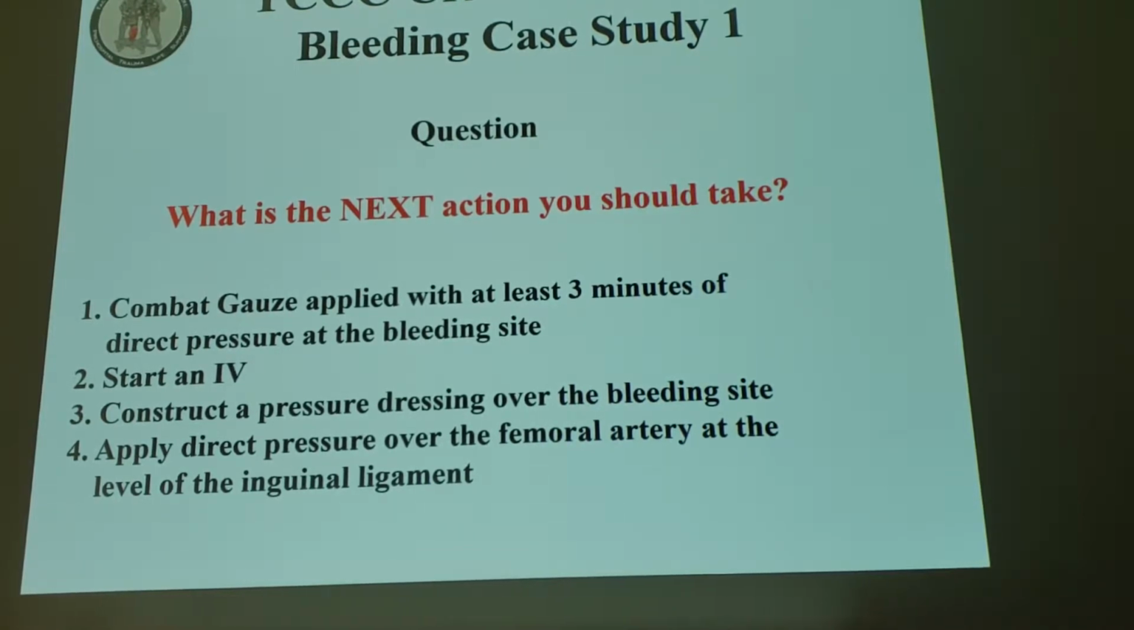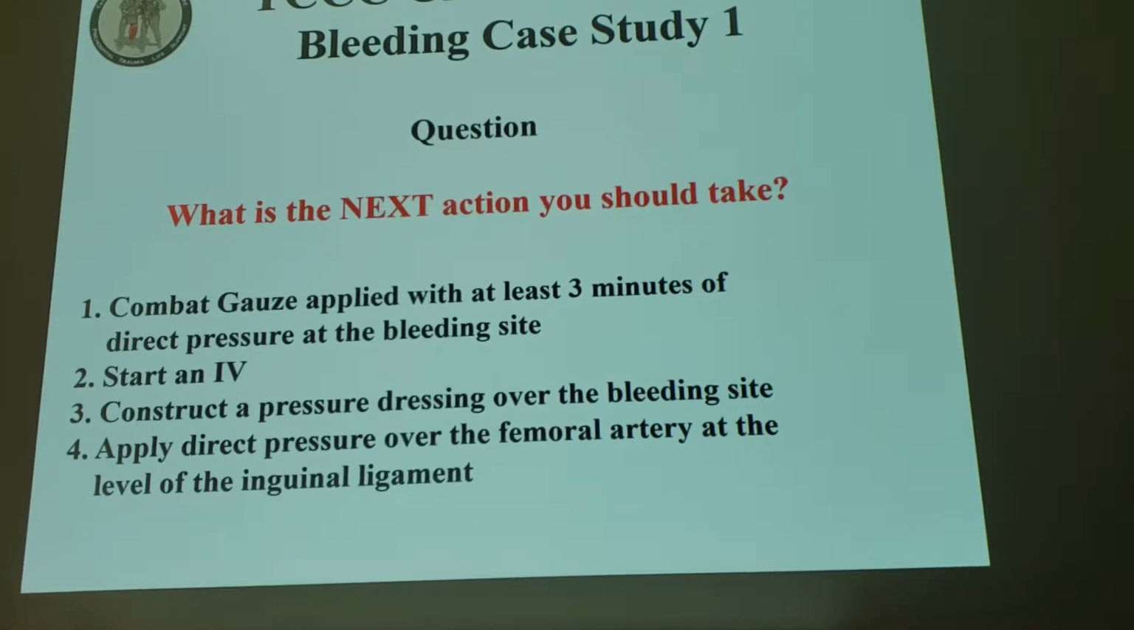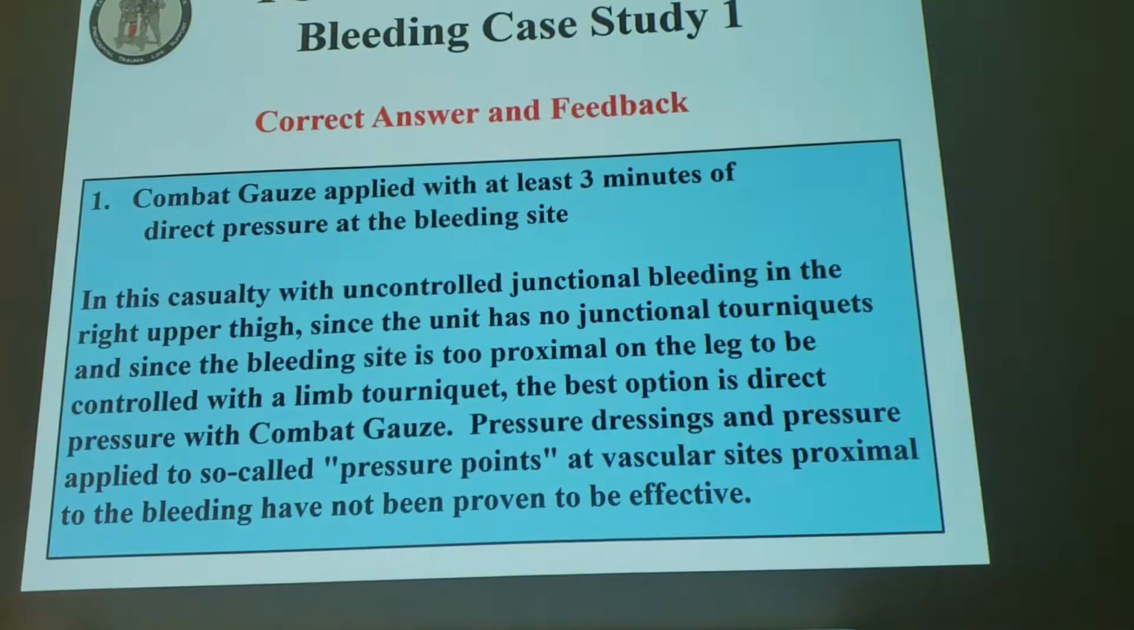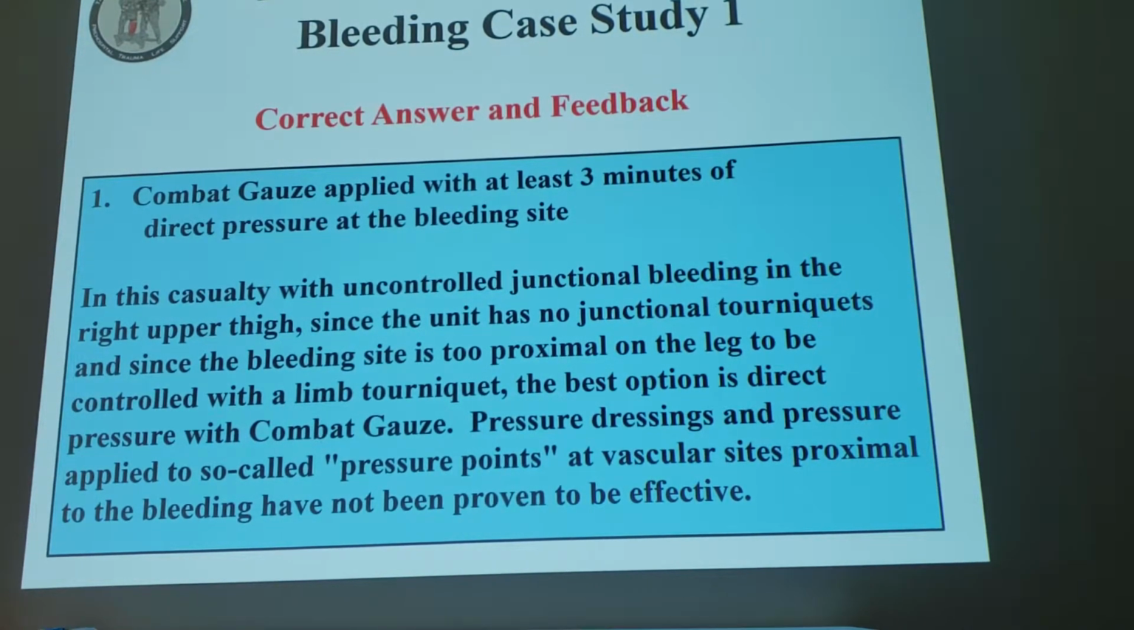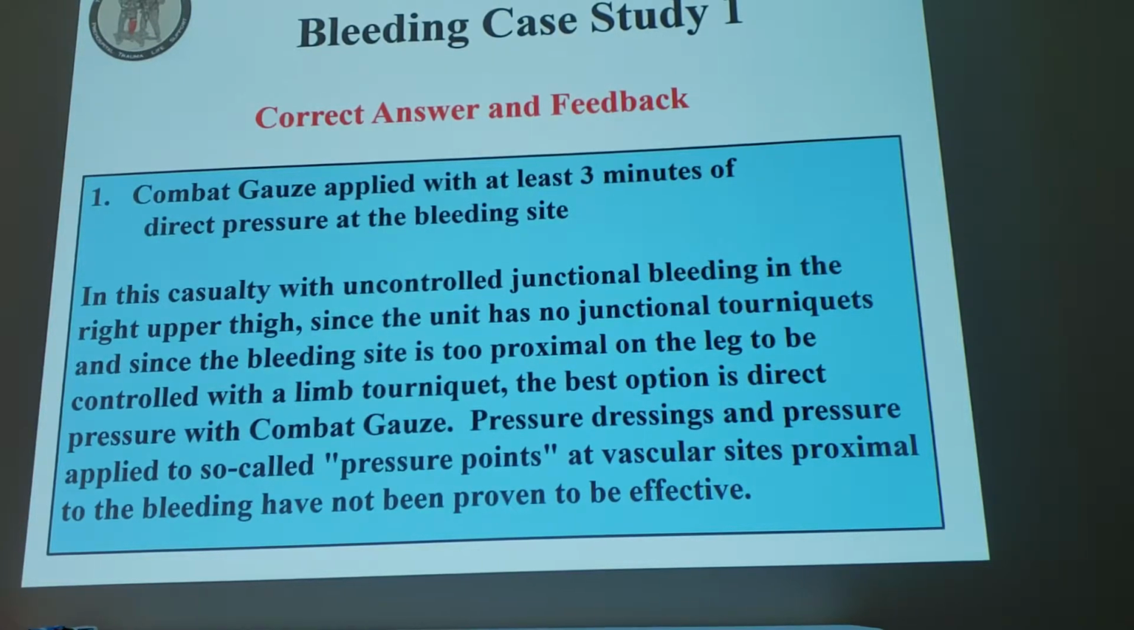4. Consensus, we all think direct pressure should be the first thing that we do to stop that profuse bleeding. 4, I think I would agree with that. 4 is good. And then the next step maybe would be some hemostatic gauze, but let's hear it. Correct answer: 1. Hey, fair enough, we're learning, right?